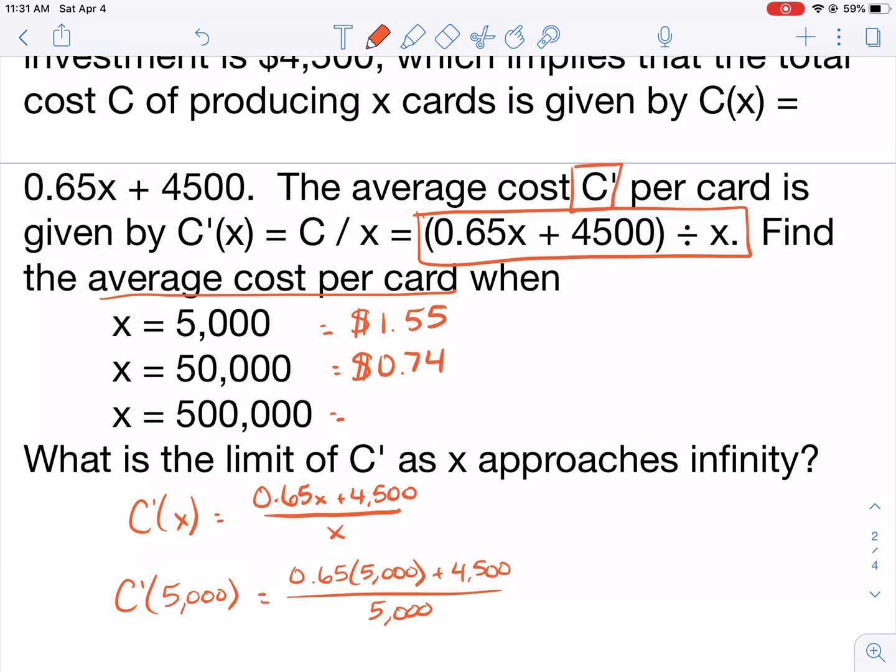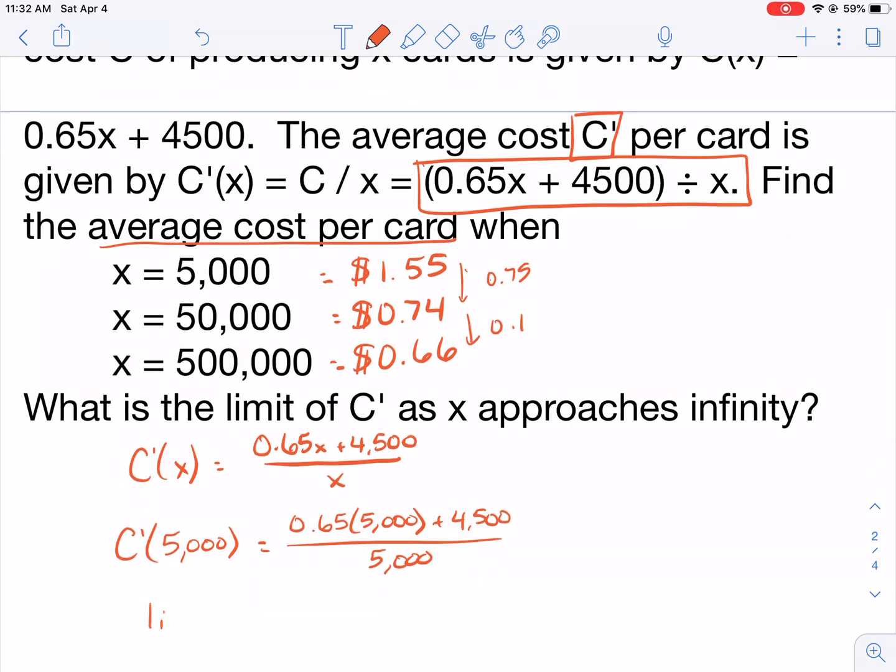And last but not least, plugging in 500,000. And the numerator, I get 329,500. And I'm dividing by 500,000. And I get 0.66 if I round. Okay, so you can see these are converging to a specific number. So they're decreasing, but they're not decreasing at an even rate. We decreased by like 0.75, and this was like 0.1. So we're slowing down our decrease rate, if that makes sense. So we're converging. So then I could find the limit as x approaches infinity of C prime of x.